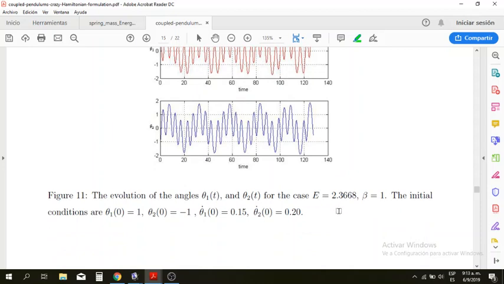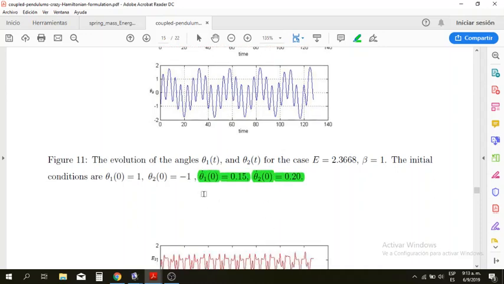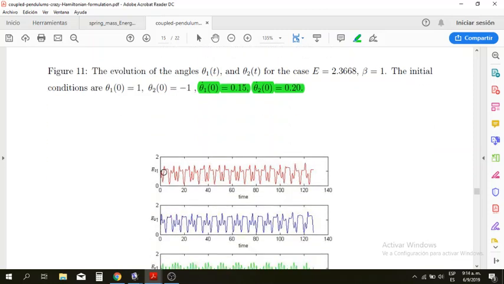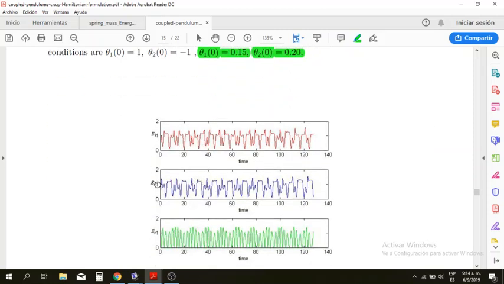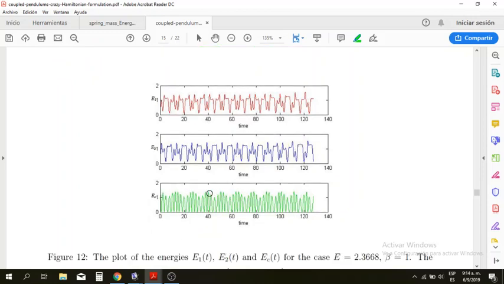In this case, the energy is 2.36. In the previous it was 2.33. In this it is 2.3668. Beta is again 1, and the initial condition is 1, minus 1, and I change the initial velocities: theta 1 dot at 0.15, and theta 2 at 0, theta 2 dot equals 0.20. And this is the energy of the first pendulum, the energy of the second pendulum, and again the coupling energy.